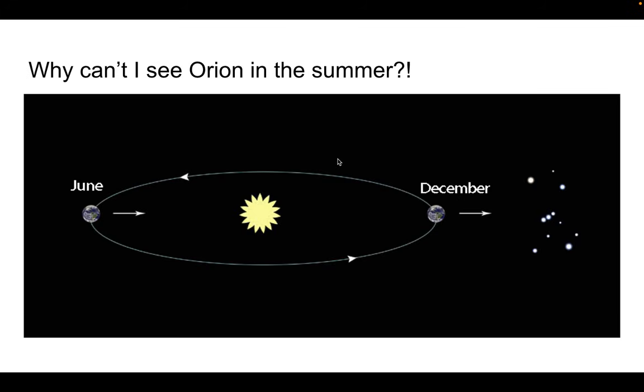So we don't see Orion in the summer, because the Earth is over here in its revolution around the sun, and so the sun is actually blocking out where the constellation Orion is. But in the winter months, like right now, you can look at the nighttime sky and see Orion rise and set in the sky.